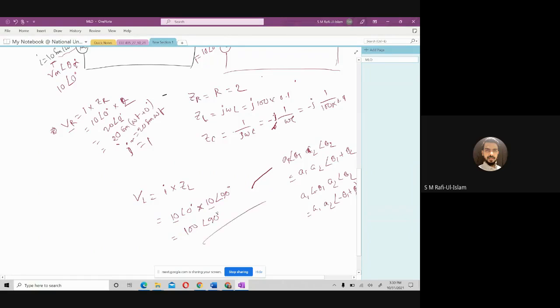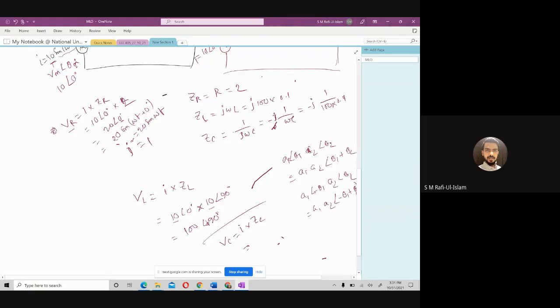Similarly, if we want to calculate VC, it is the current times the impedance across the capacitor. The 90 degree there means it leads by 90 degree. Yes, it has a sign of plus. So this voltage is leading the current by 90 degree. Okay, we are considering IL as the reference point. So VC equals I times ZC.